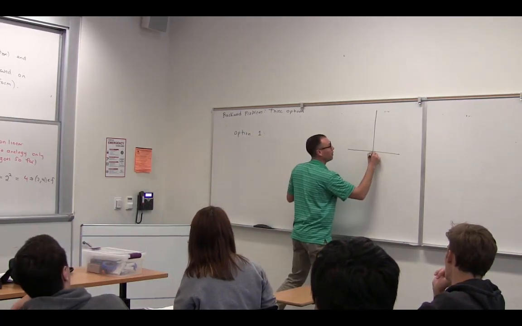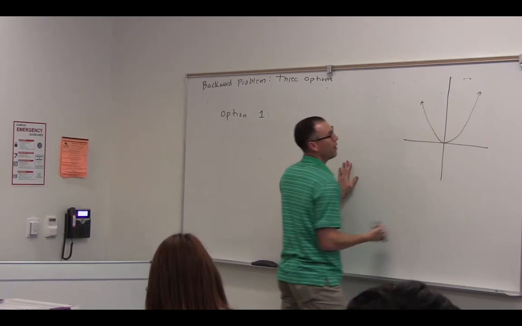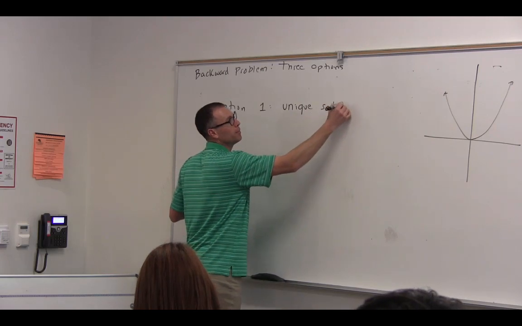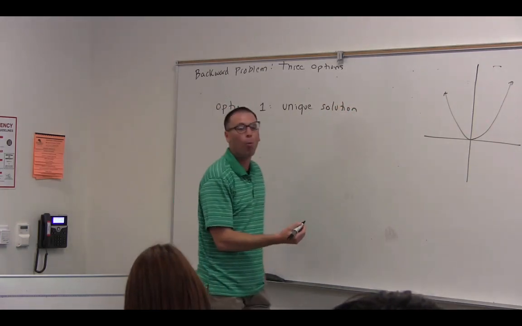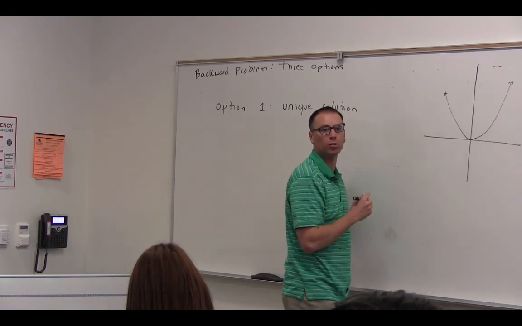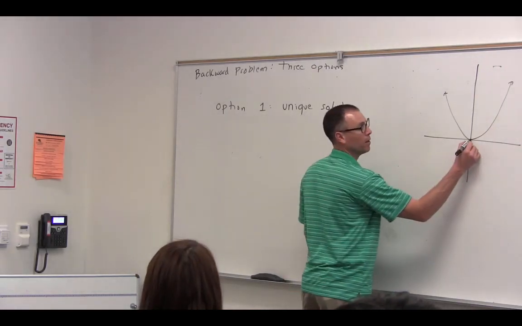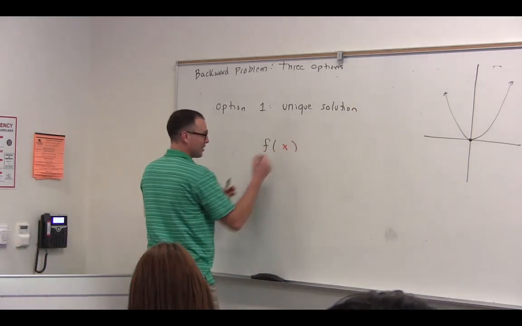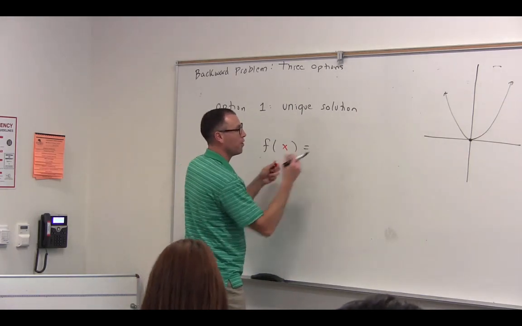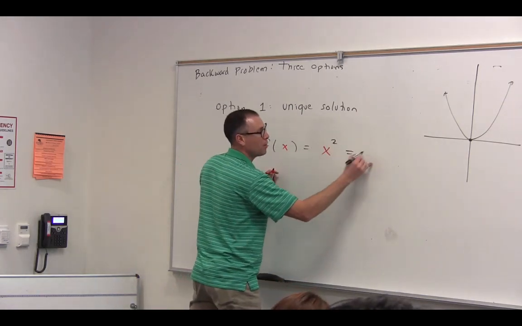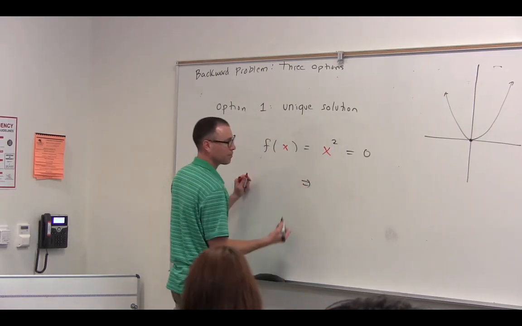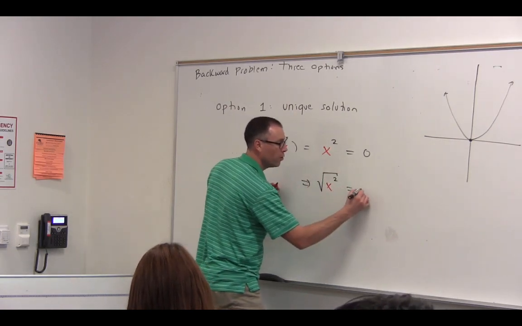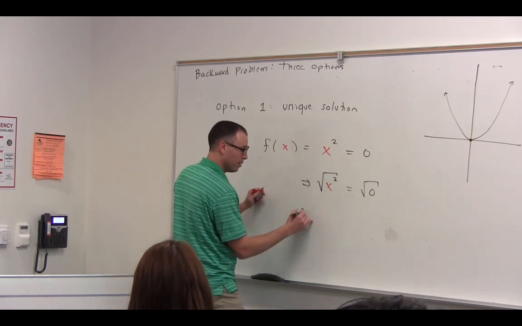Okay, so here we go. Let's look at the first one, which is called a unique solution. The first backward problem: what output value has a guaranteed unique solution? 0. So if I let f of some unknown x, in this case the function x squared, be equal to 0, what does that immediately imply? It implies x squared equals 0. How do I undo a square? Square root. I take the square root of 0. What's the square root of 0? 0.